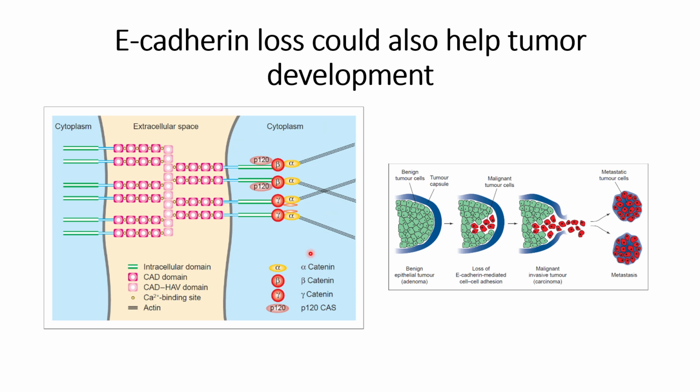So these mutations or disruptions in these intercellular parts can also be one of the indicators towards the carcinoma stage. I hope you understood to some extent how E-Cadherin loss could help tumor development.